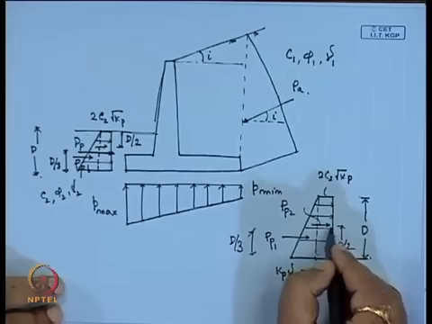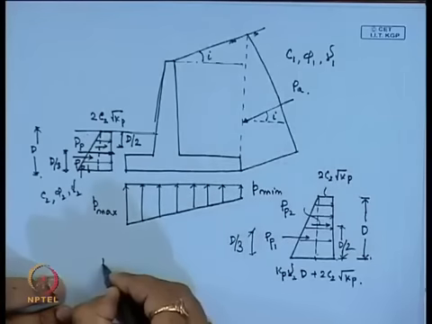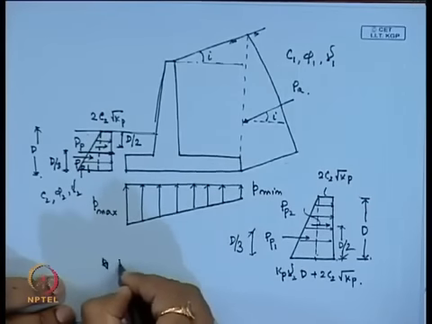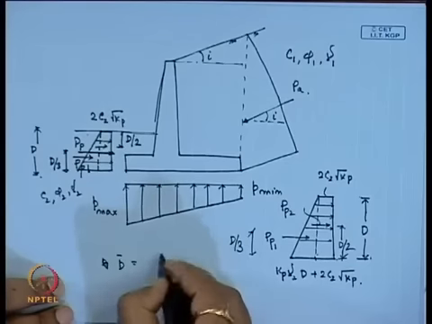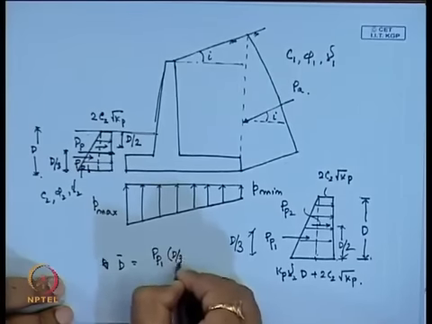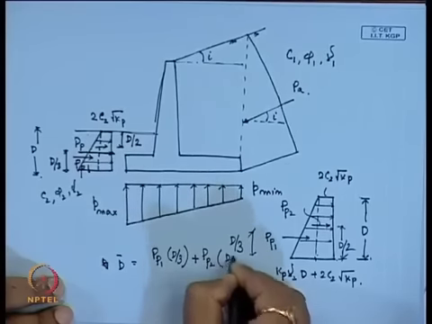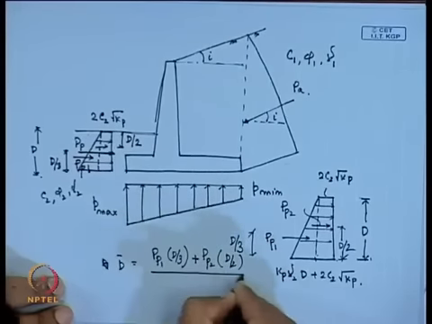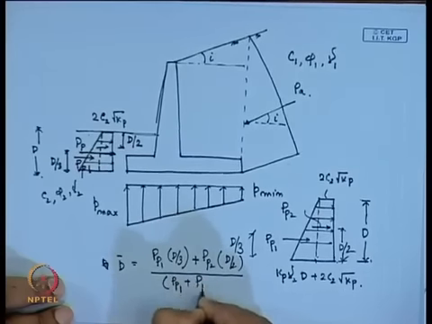Then we can determine the point of application. Suppose d bar or h bar is the point of application of this passive force. Then we can determine that d bar equals P P 1 into d by 3 plus P P 2 into d by 2, divided by P P 1 plus P P 2.